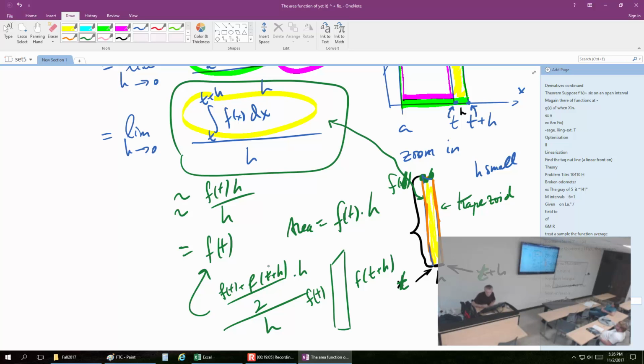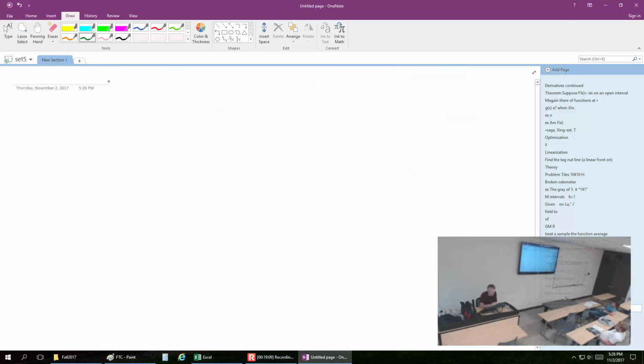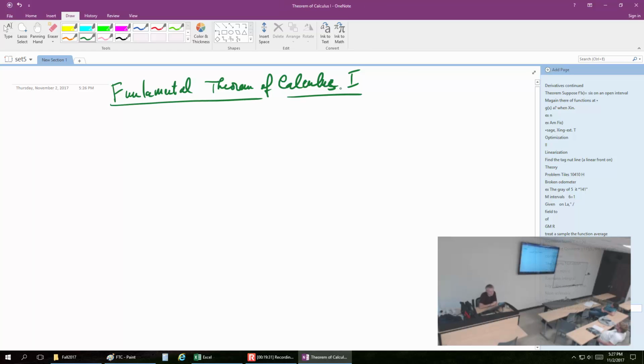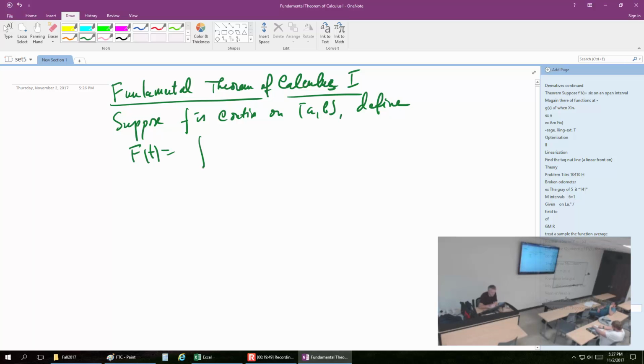All right, so let me state the theorem. There are two versions of the fundamental theorem of calculus. Well, not part 1, it's the same part, just different ways of looking at it. Suppose f is continuous on an interval [a, b]. Then we define a new function, capital F of t equals the integral from a to t of f of x dx, where t lies between a and b. Okay, so what is F of 0? I'm sorry, what is F of a?